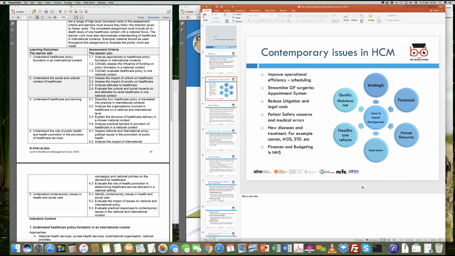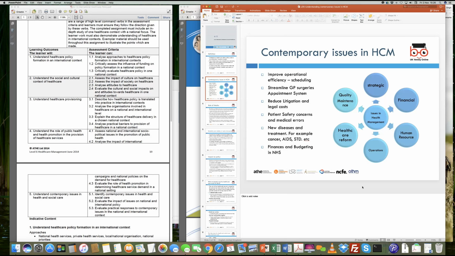Now, what are the contemporary issues in healthcare management? We look at issues which are classified here. So there are issues which are strategic, financial, human resource led, operational. There are issues which are related to reforms, and there are issues related to the quality of care being delivered. These are the six different categories that we can classify issues into when we look at contemporary issues in healthcare.